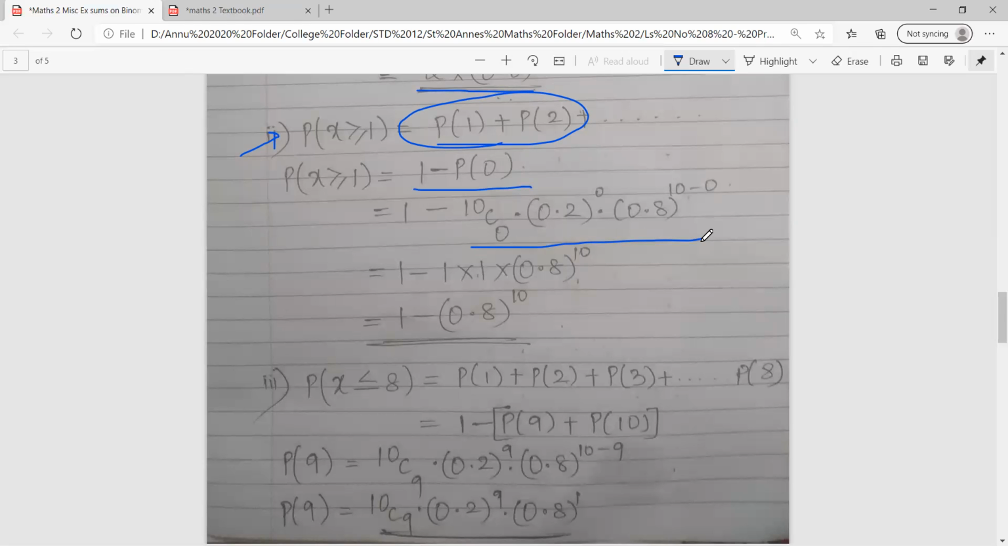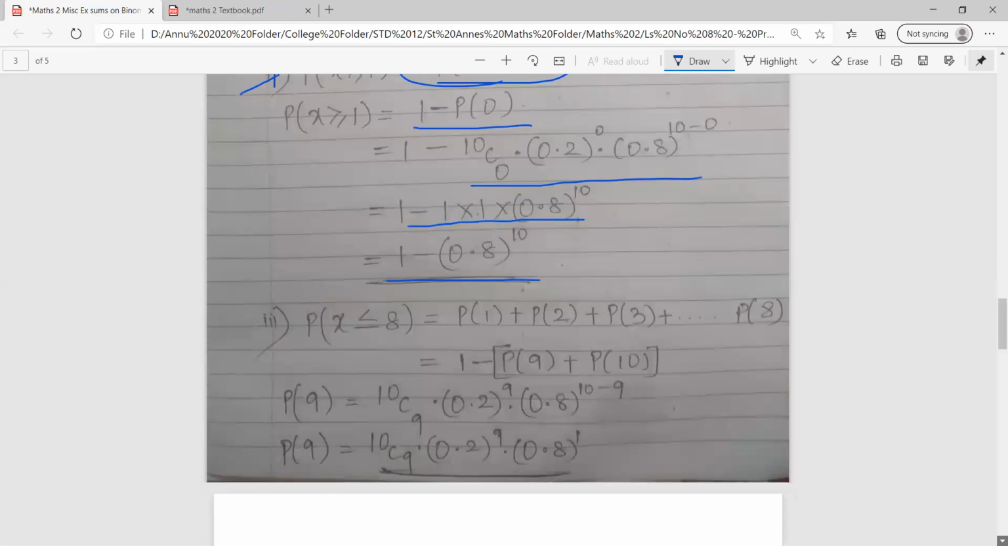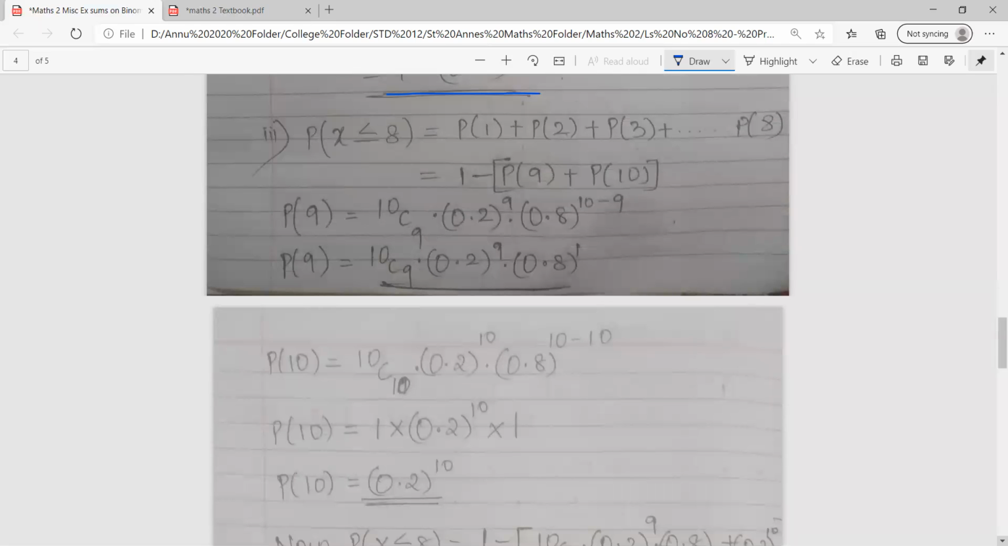10C0 into 0.2 raised to 0 into 0.8 raised to 10 minus 0. So the answer is 1 minus 0.8 raised to 10. The third one they had asked was probability of X less than or equal to 8. So less than or equal to 8 means you have to calculate all the values 0, 1, 2, 3, 4, 5, 6, 7, 8. Instead, there's again one shortcut.